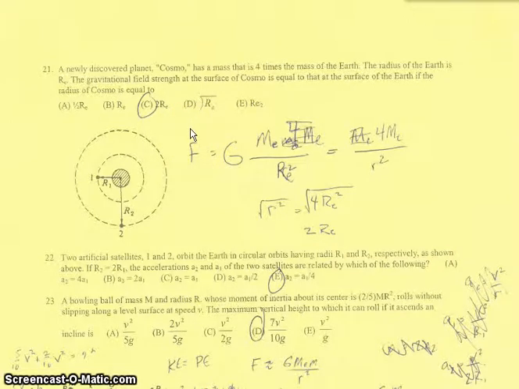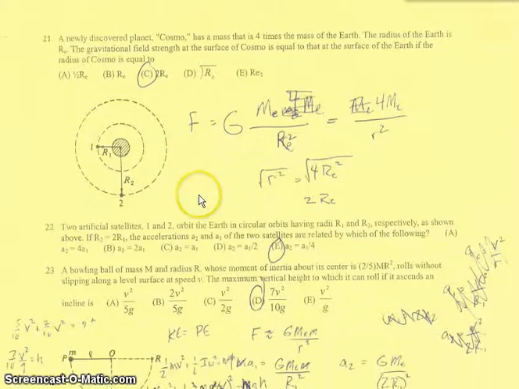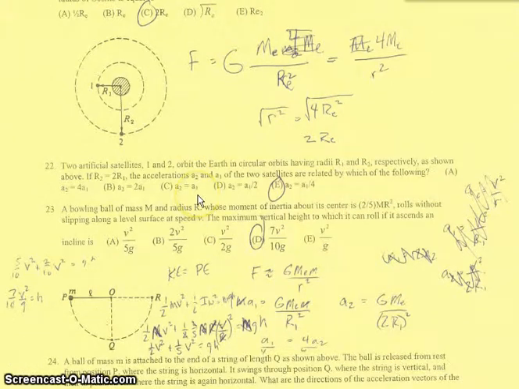Number 22, we have our artificial satellites. They were heavy on satellites and rotation stuff here. We're looking at the acceleration as we go from these 2 different points when we increase our radius. Trying to see where my work is for this one.